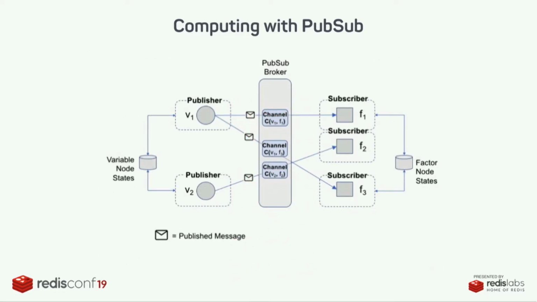So all the edges of the graph are just channels. And then each node is both a publisher and a subscriber. So it subscribes to the appropriate edge channel, and then it publishes once it receives a message, as a callback back to its neighbors.